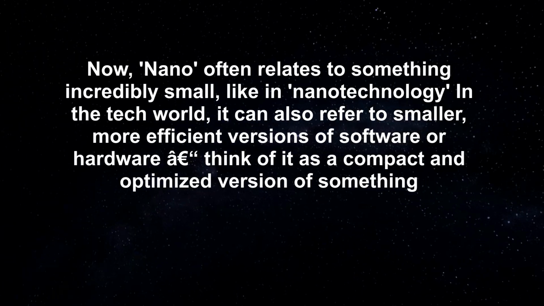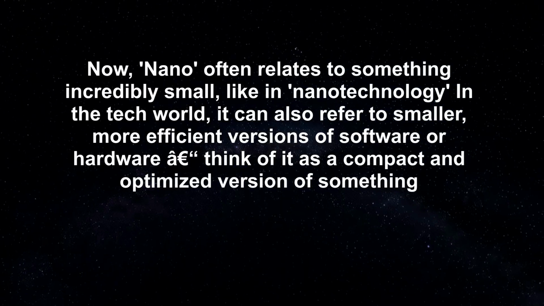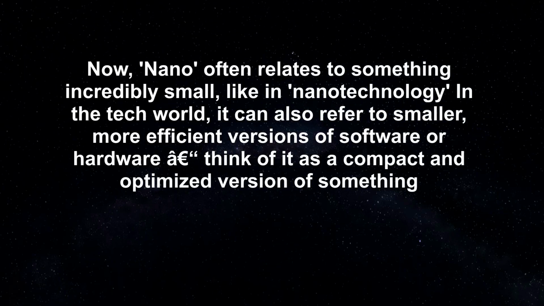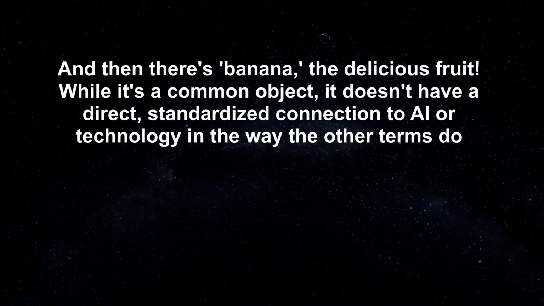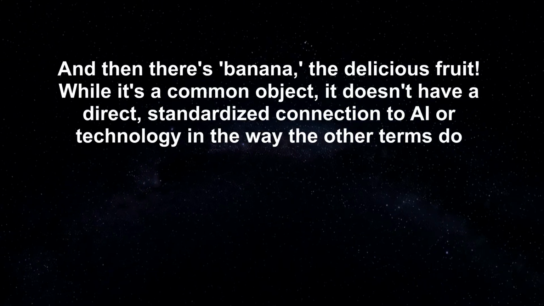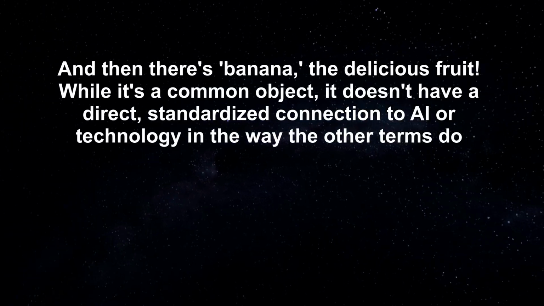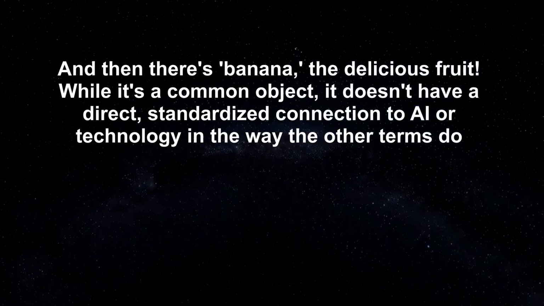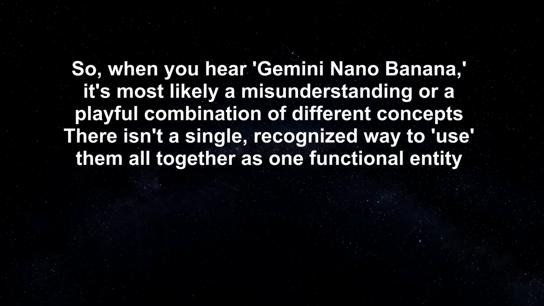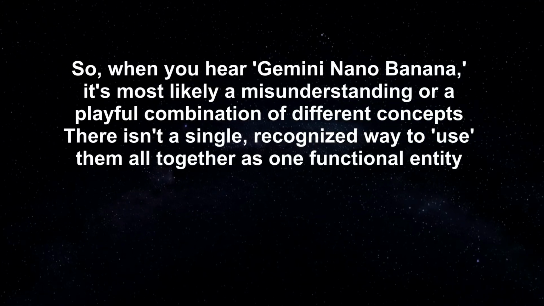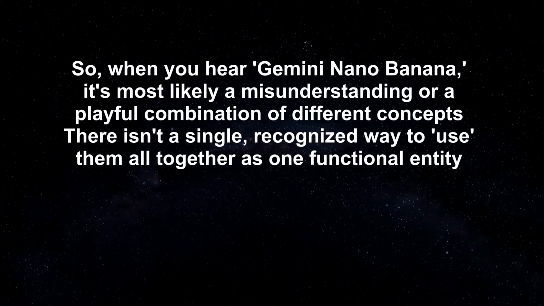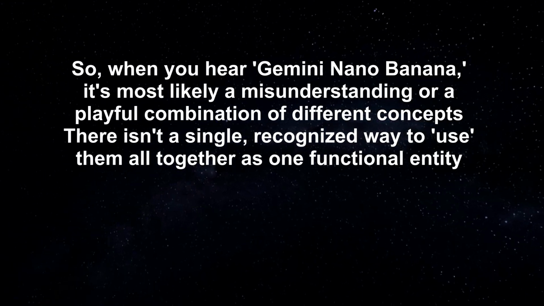It can also refer to smaller, more efficient versions of software or hardware. Think of it as a compact and optimized version of something. And then there's banana, the delicious fruit. While it's a common object, it doesn't have a direct, standardized connection to AI or technology in the way the other terms do. So, when you hear Gemini Nano Banana, it's most likely a misunderstanding or a playful combination of different concepts. There isn't a single, recognized way to use them all together as one functional entity.